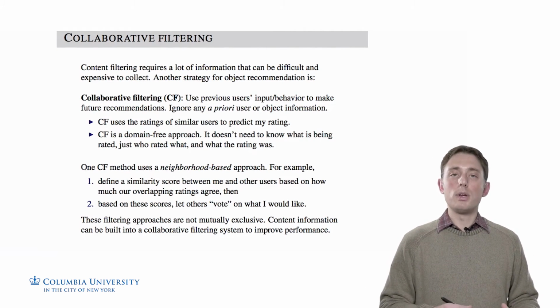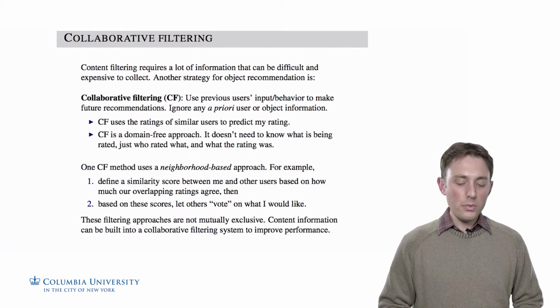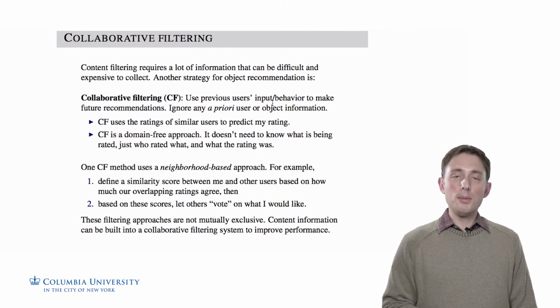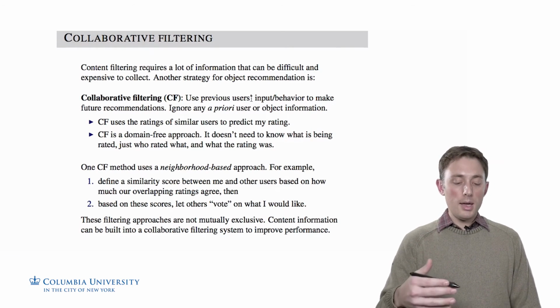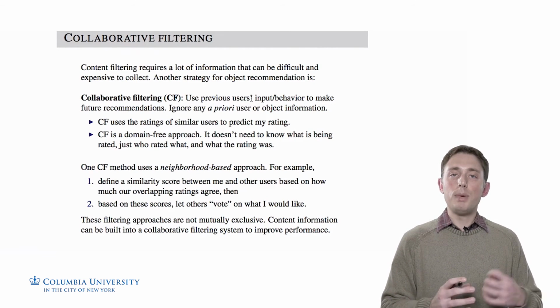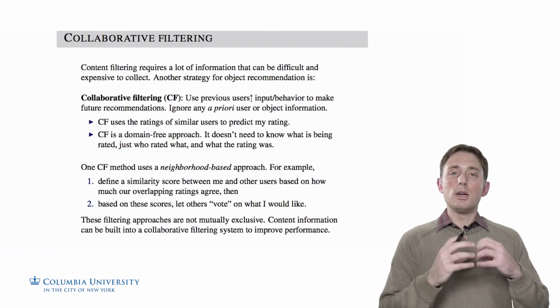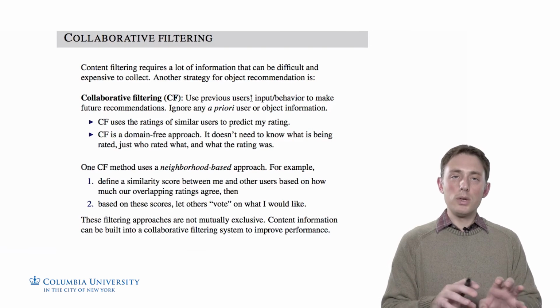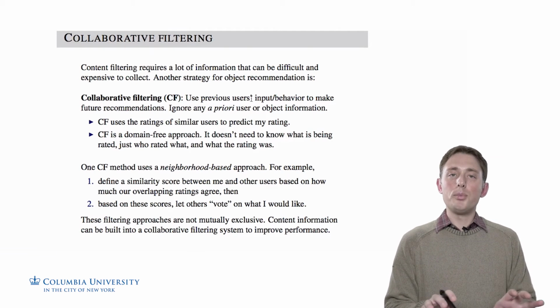Collaborative filtering is a fundamentally different approach to this type of problem. What collaborative filtering does is it takes users' inputs, for example, users' ratings of movies or users' viewing behaviors, and then it tries to make future recommendations based on the actual data that it's given by the user. And it's going to ignore any sort of a priori object or user-specific information.